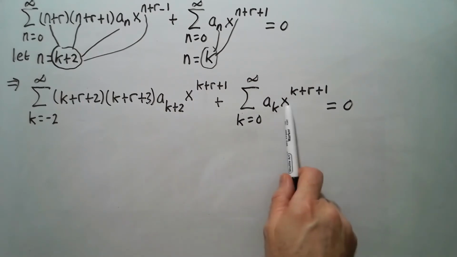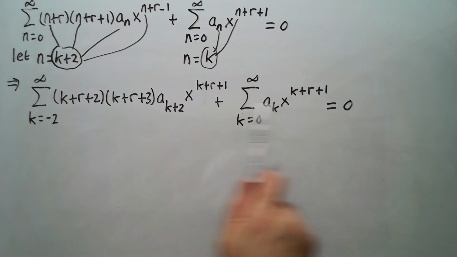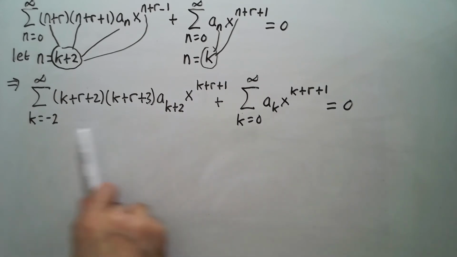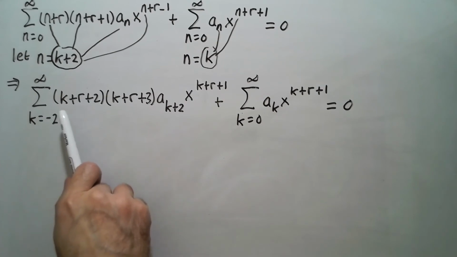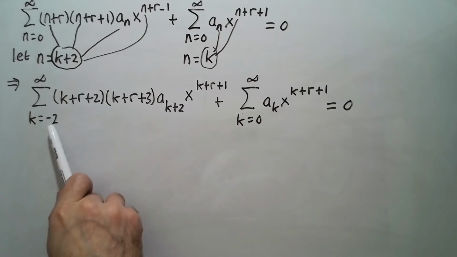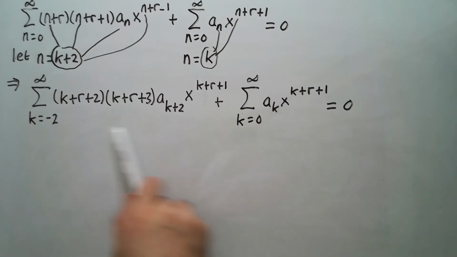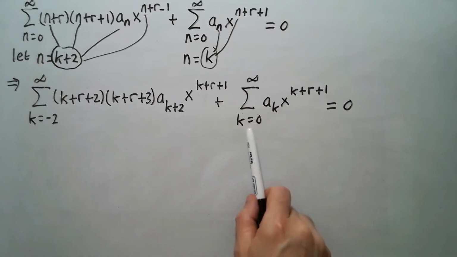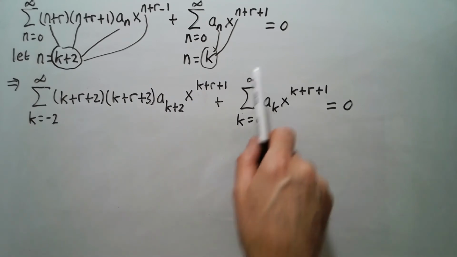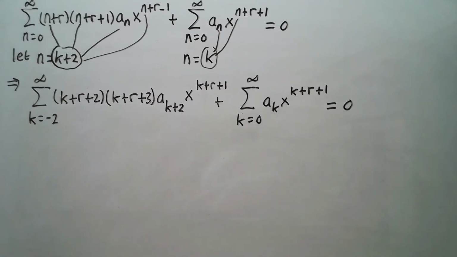That's good. But there is now a slight complication. This guy starts at minus 2, and this one starts at 0. So this would start at minus 2, minus 1, 0, and so forth. So we have the minus 2 term and the minus 1 term that this one would have, that this one would not have. This starts at the 0 term and goes forward. So let's make an observation. So note.